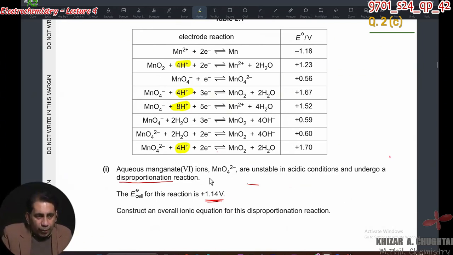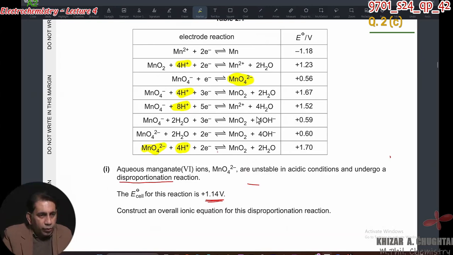Now, the starting point is MnO4 2 negative. Where is MnO4 2 negative? Here is MnO4 2 negative, but sorry, this is not the acidic equation. And here is another MnO4 2 negative. Is there any other equation in which there is MnO4 2 negative? No, there is none.